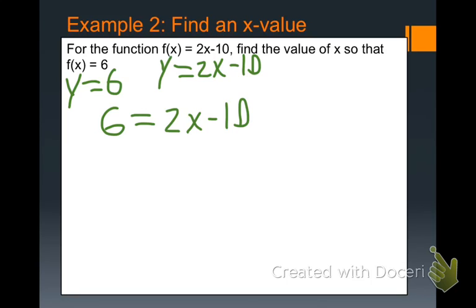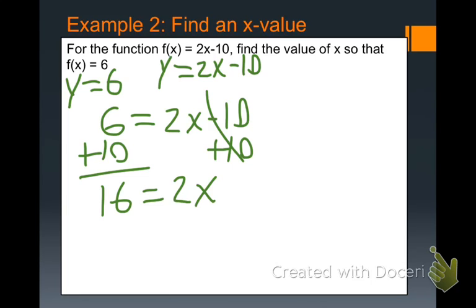Solve for x. So to get x by itself, add 10 to both sides. 6 plus 10 is 16 equals 2x. Divide by 2, and x equals 8.